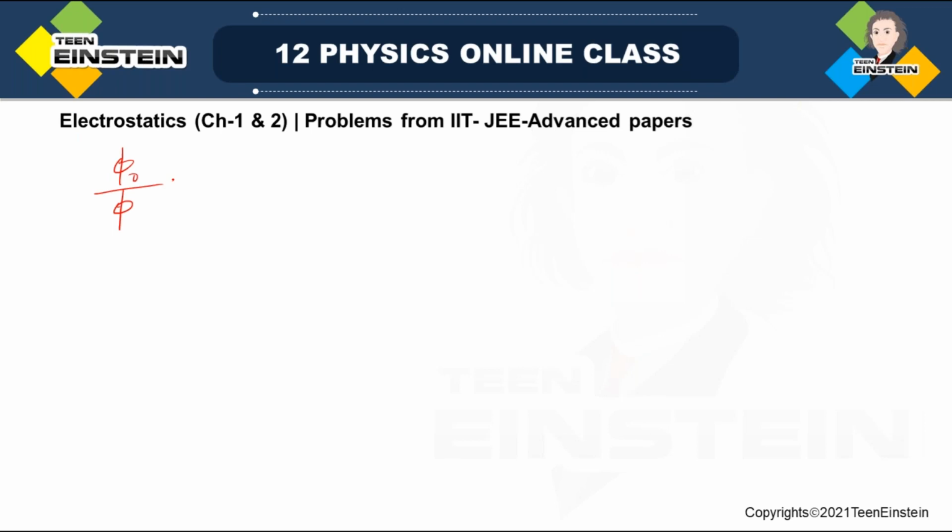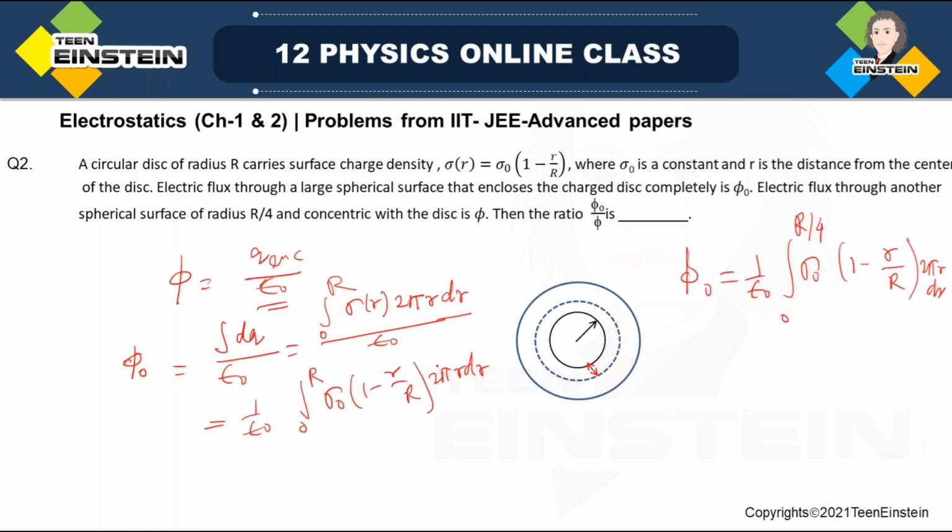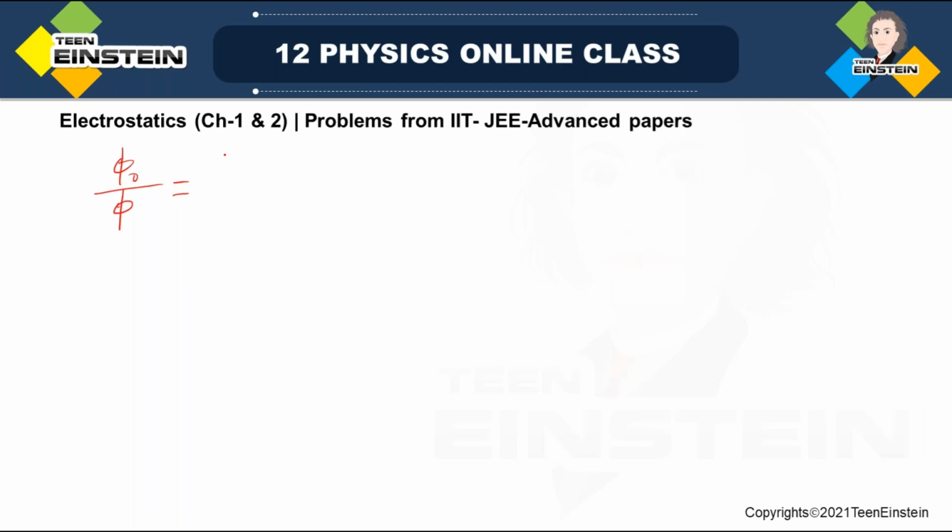Now let us take the ratio phi 0 by phi. See, sigma 0, 2 pi, and epsilon naught are common terms in both cases, we can just strike them off. After taking the ratio, we get 0 to R, 1 minus r by capital R, r dr in the numerator, and in the denominator the limit is 0 to R by 4, 1 minus r by R, r dr.